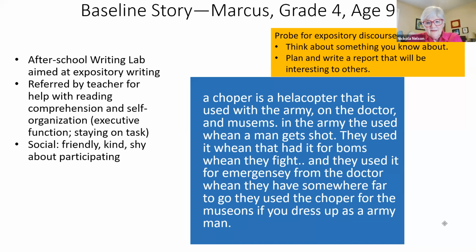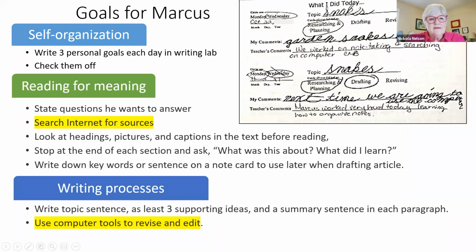So not all these sentences make a total sense, but he had a lot of ideas he wanted to get into his report about helicopters. So the next step for Marcus was to establish some goals based on his baseline sample. One of his issues was his self-organizational skills. So for self-organization, his clinician and he set a goal for him to write 3 personal goals each day in writing lab and to check them off as he accomplished them.